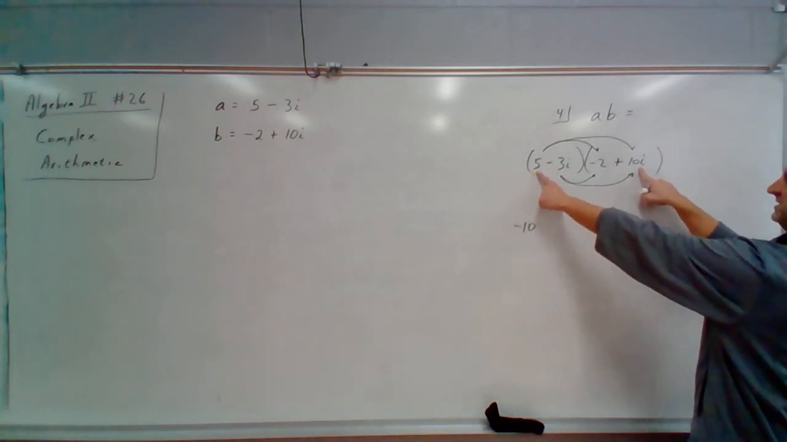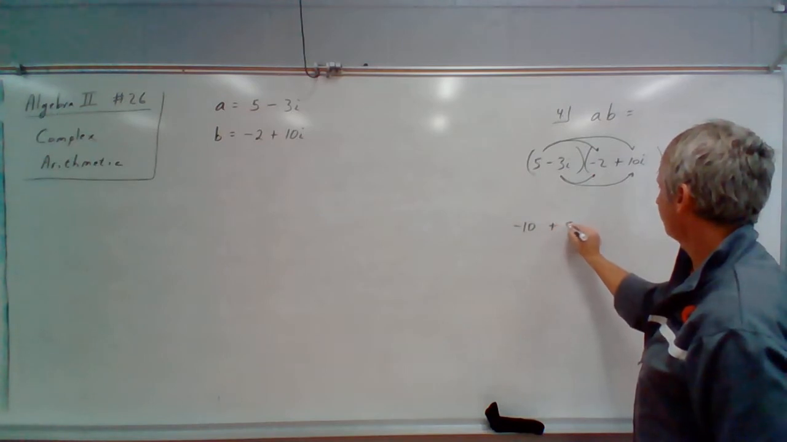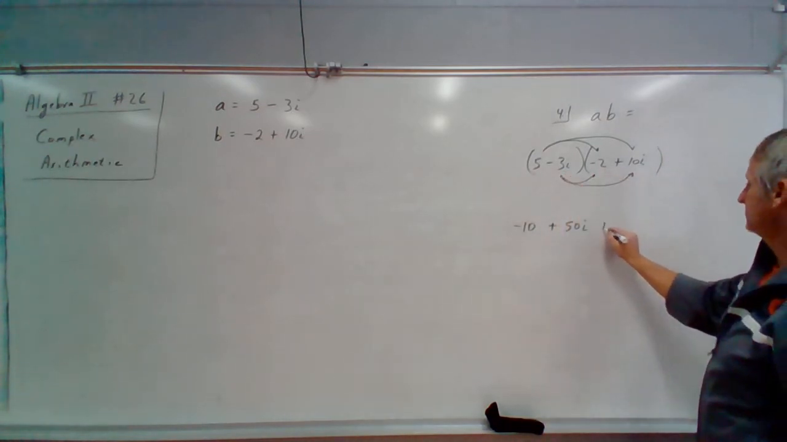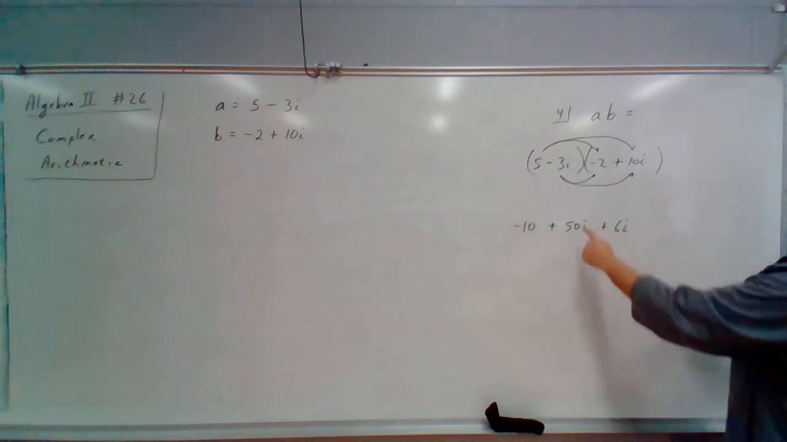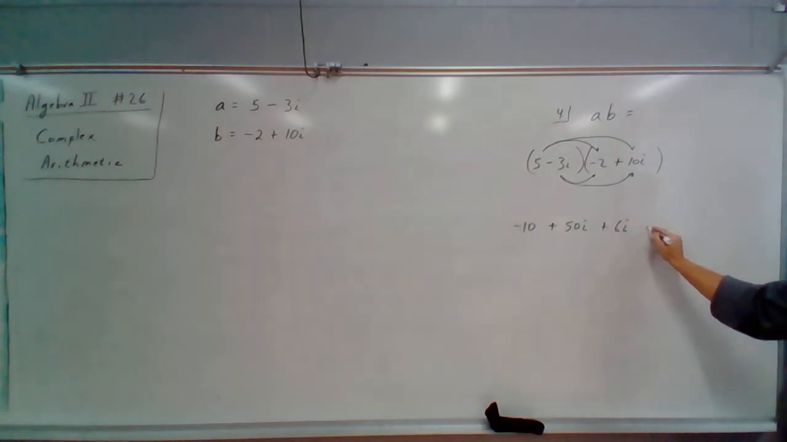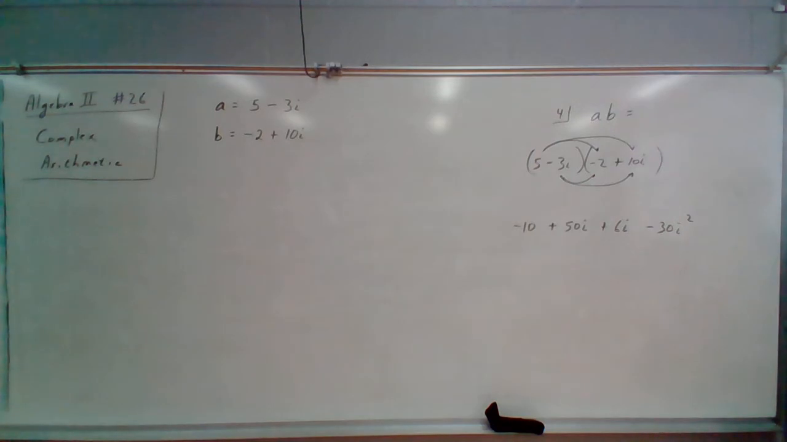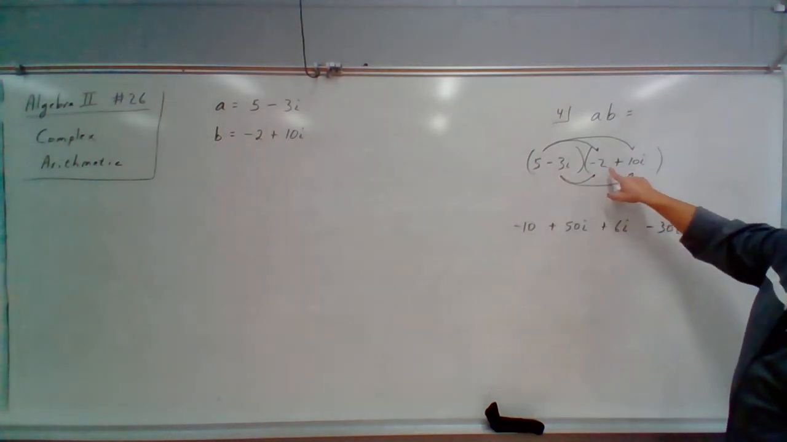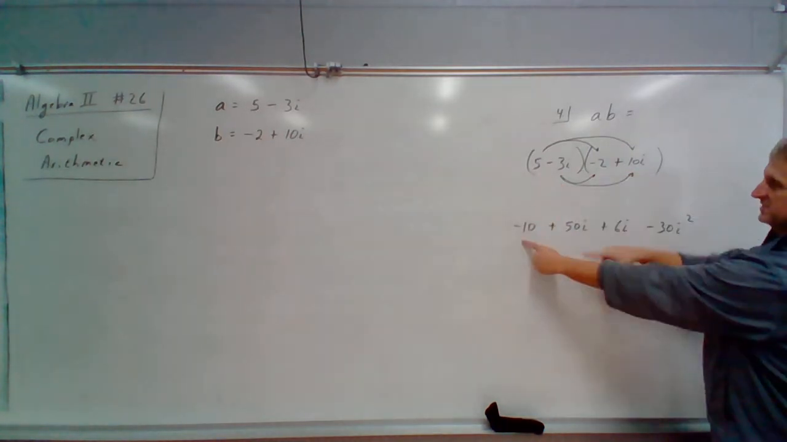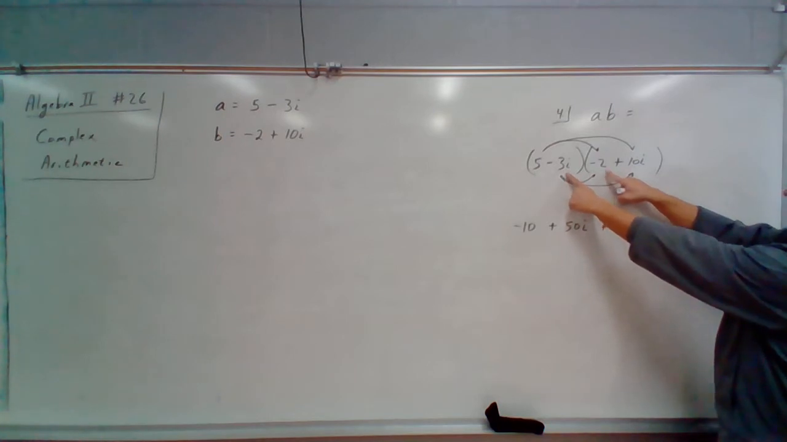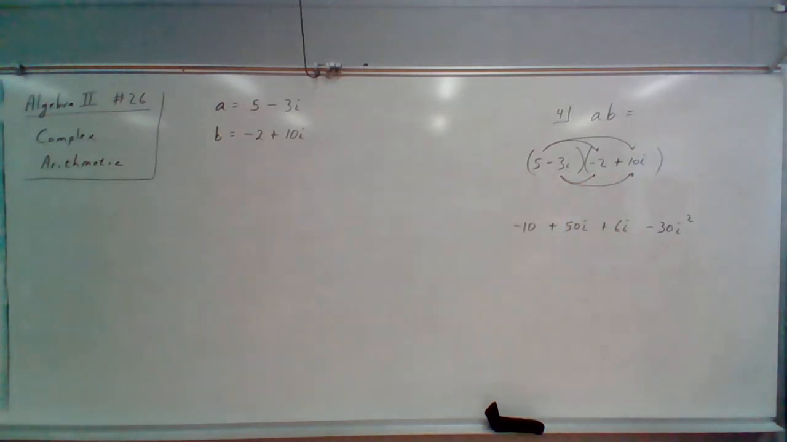5 times 10 is plus 50i. Negative 3i times 2 is plus 6i. And negative 3 times 10 is minus 30i squared. So let's double check that. Make sure I wrote them down right. Good. 5 times negative 2, that's negative 10. That's 50i plus 6i minus 30i squared.